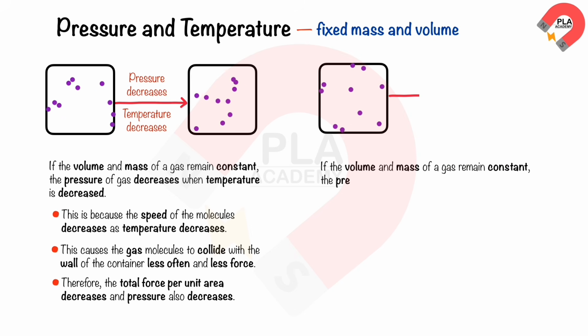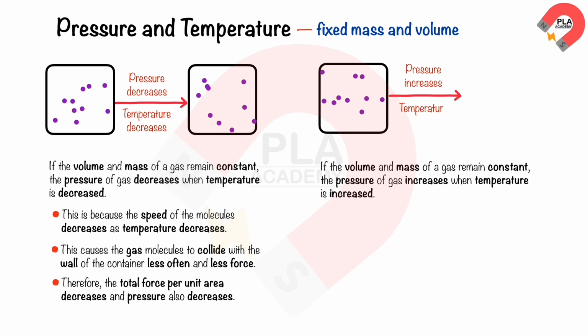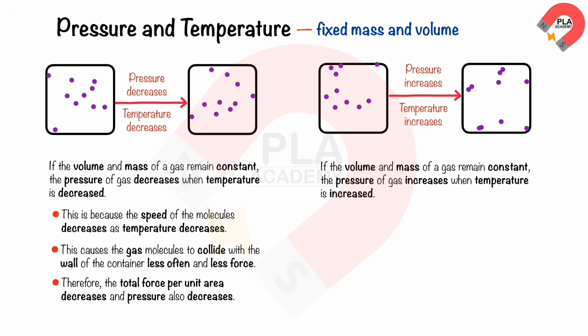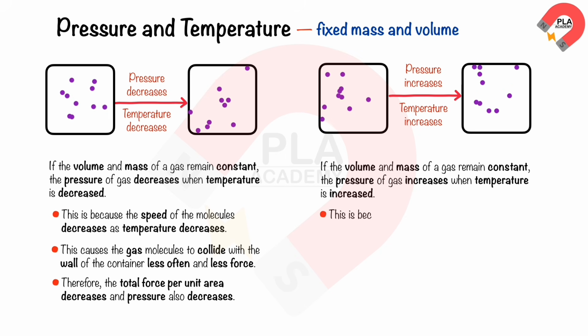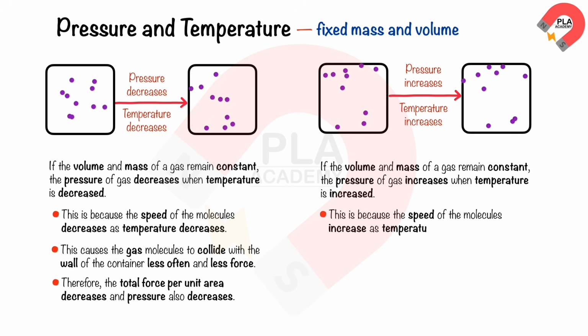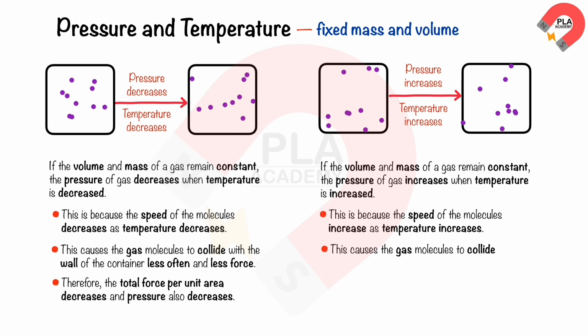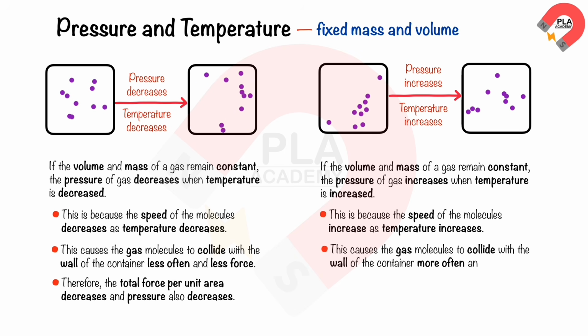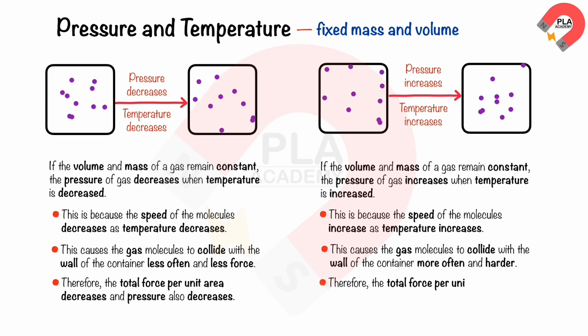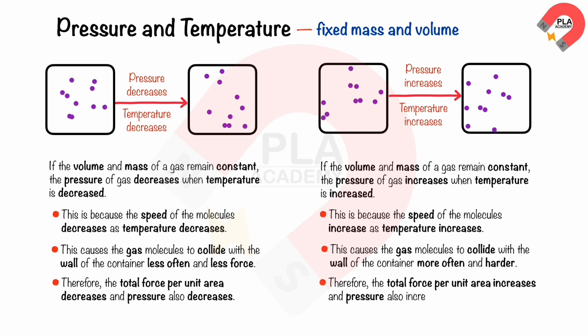If the volume and mass of a gas remain constant, the pressure of the gas increases when temperature is increased. This is because the speed of the molecules increases as temperature increases. This causes the gas molecules to collide with the wall of the container more often and harder. Therefore, the total force per unit area increases and pressure also increases.